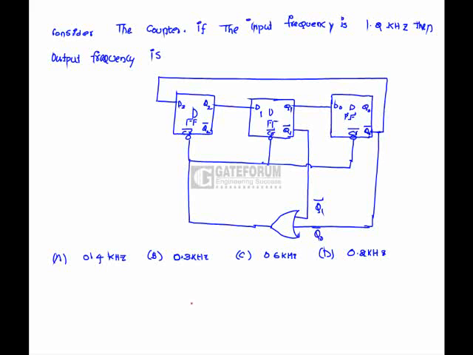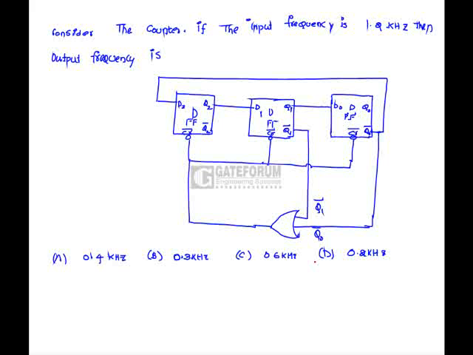For the counter, if the input frequency is 1.2 kilohertz, then what is the output frequency? See, the counter is going to be cleared, or the counter is going to be reset, if Q1 bar as well as Q0 bar both are going to be zeros.